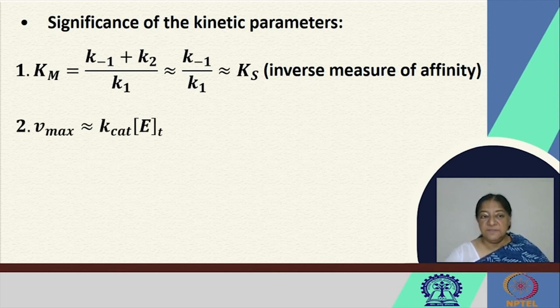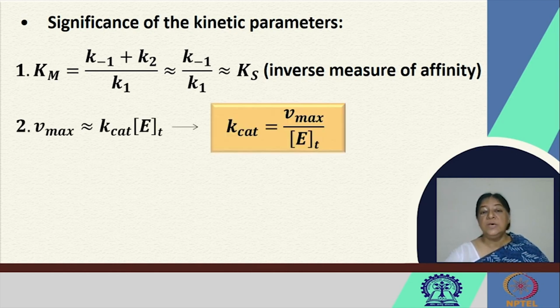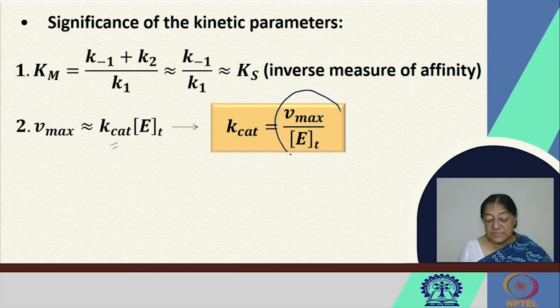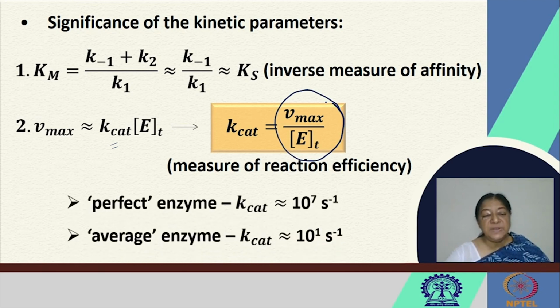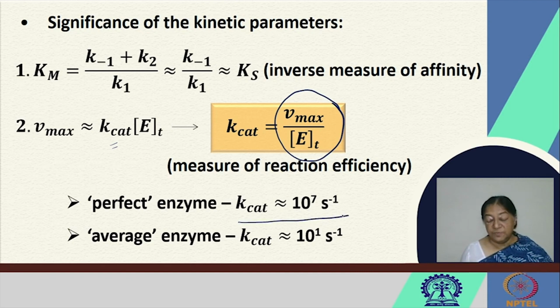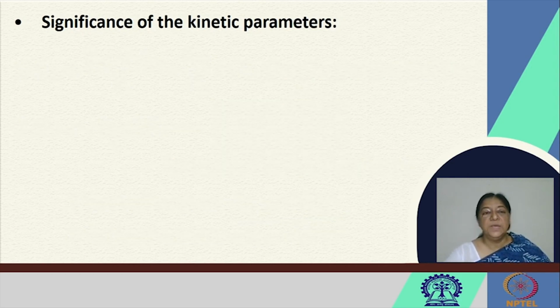Another parameter is the Vmax that corresponds to the maximum velocity, where we have the kcat value that gives us the Vmax divided by the enzyme concentration. This gives us a measure of the reaction efficiency. So we have the affinity, we have the efficiency. And a perfect enzyme would have a kcat value of the order 10 to the 7 second inverse, and an average enzyme, a rule of thumb, would be 10 second inverse.